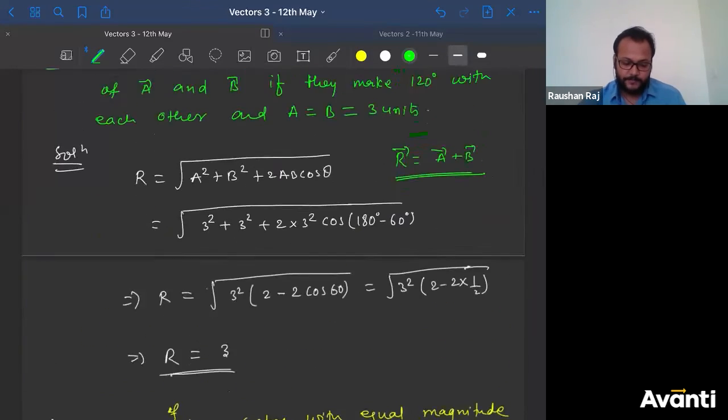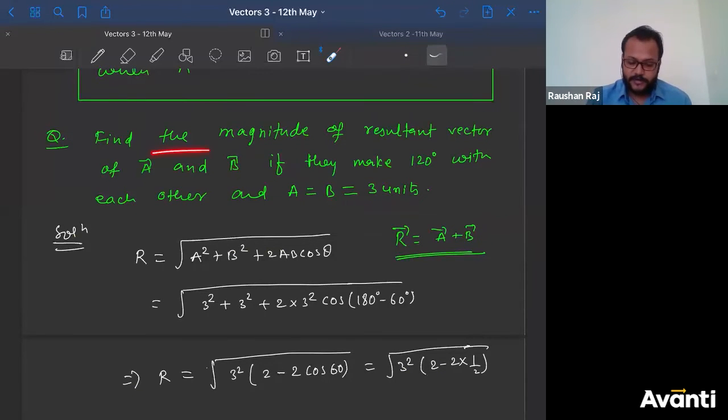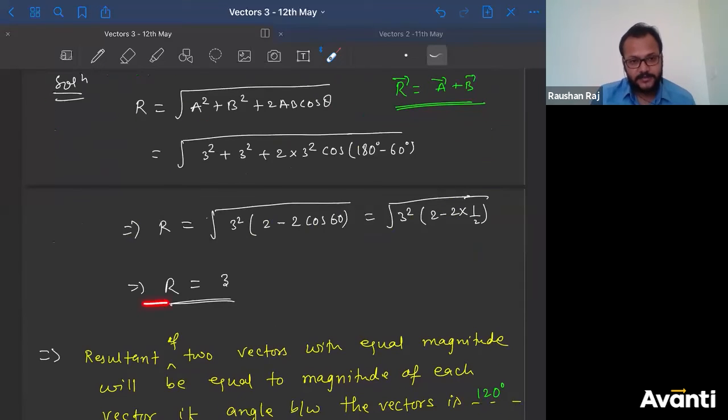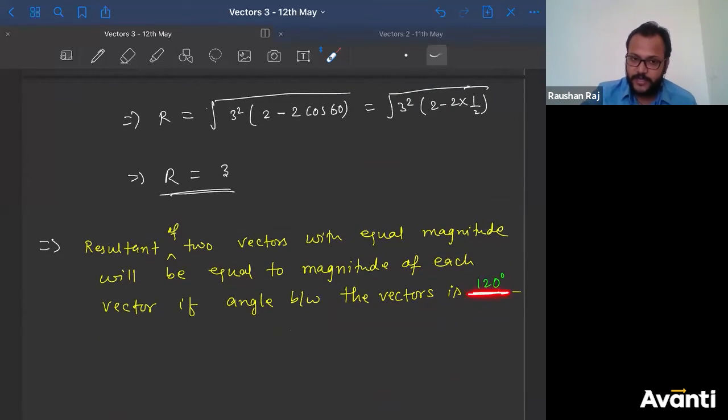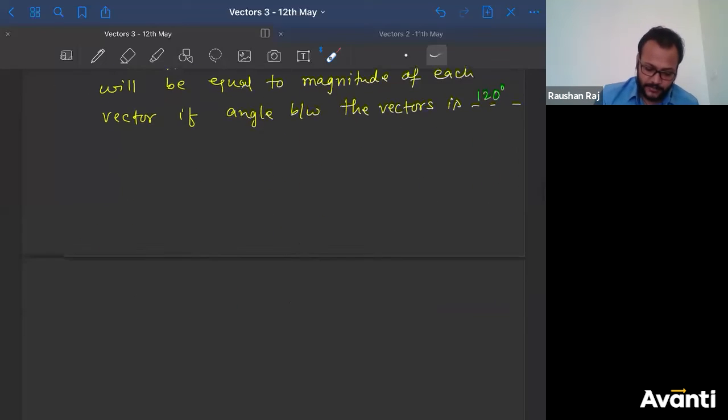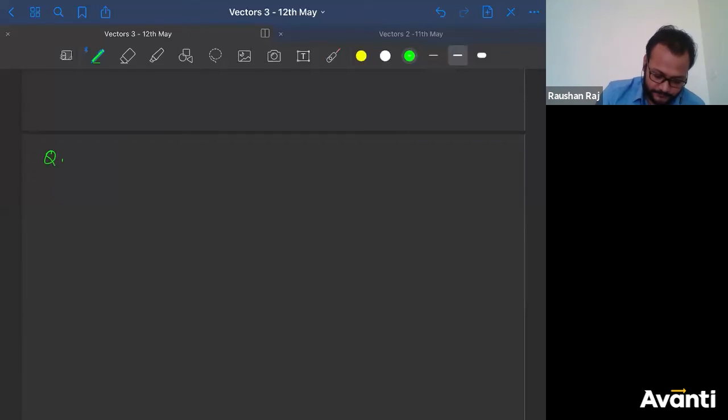So what has happened here? We have tried to get the resultant vector between A and B. What was the magnitude of A and B? 3. What did we get the resultant of R? 3. When did this happen? When the angle between them was 120 degree or 2 pi by 3 radian. ठीक है? So याद रखना है आपको. When angle between them is 120 degrees. Okay? बहुत बढ़िया.